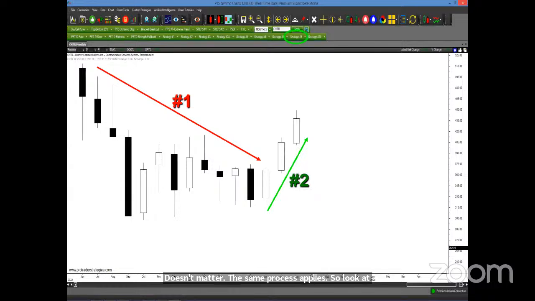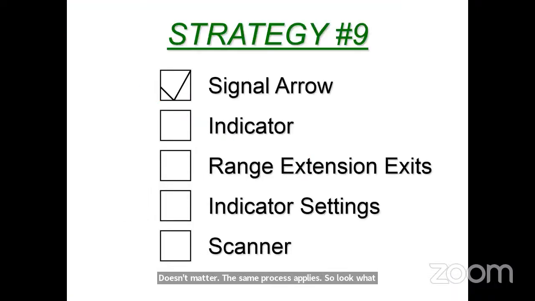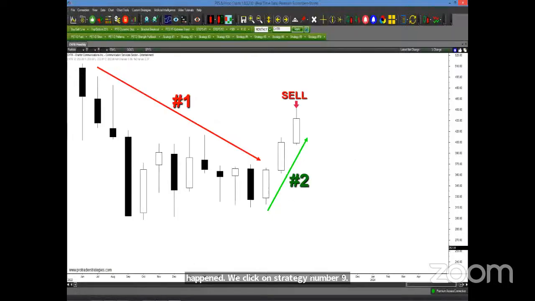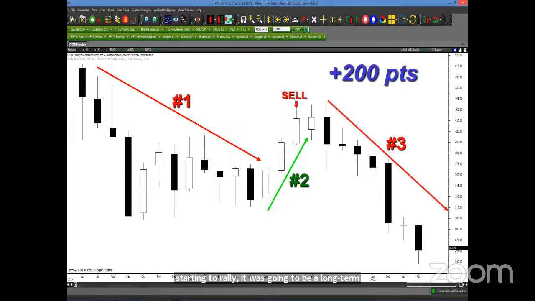We click on strategy number 9. In the drop-down menu, click on signal arrow. And there we have a sell signal. So where everyone thought we were starting to rally, it was going to be a long-term investment in Charter, look what happened. The stock fell 200 points coming into this year. So it makes no difference what market, what time frame, or what direction. Strategy number 9 is an extremely, extremely consistent pullback trading method.